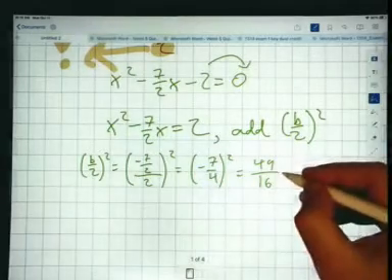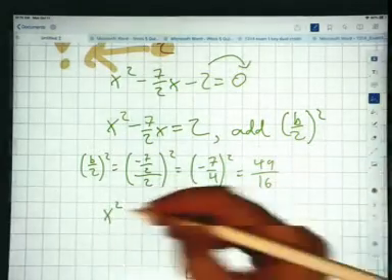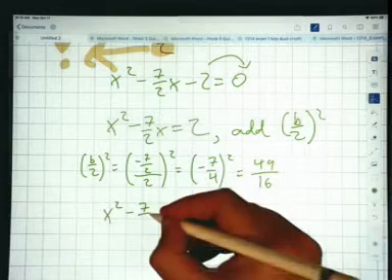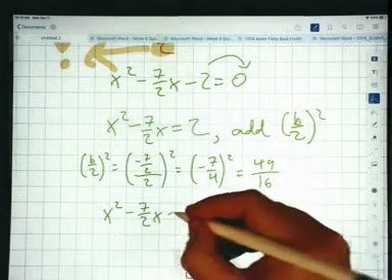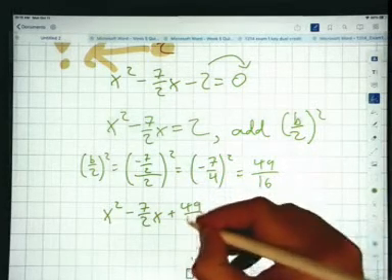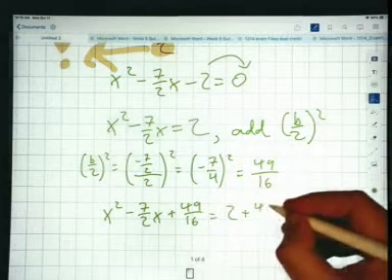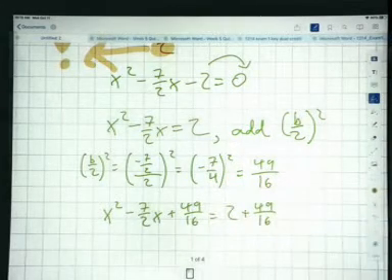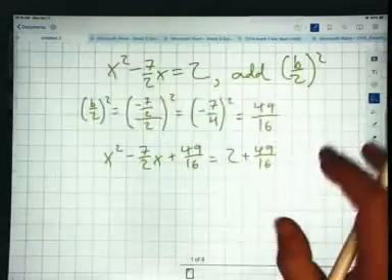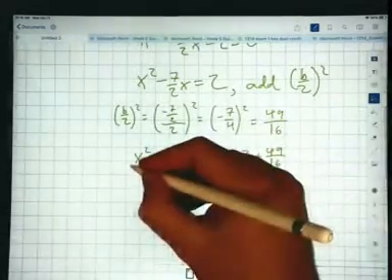And this is what we're going to add to both sides. So we have x squared minus 7 halves x plus 49 over 16 is equal to 2 plus 49 over 16. Okay, so this is where we get to factor.